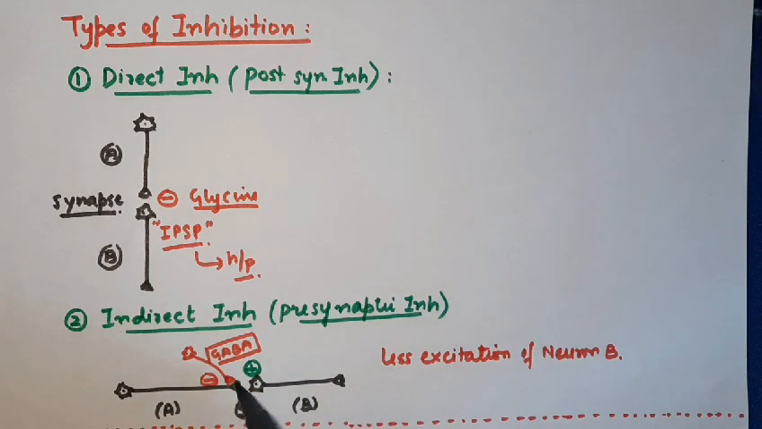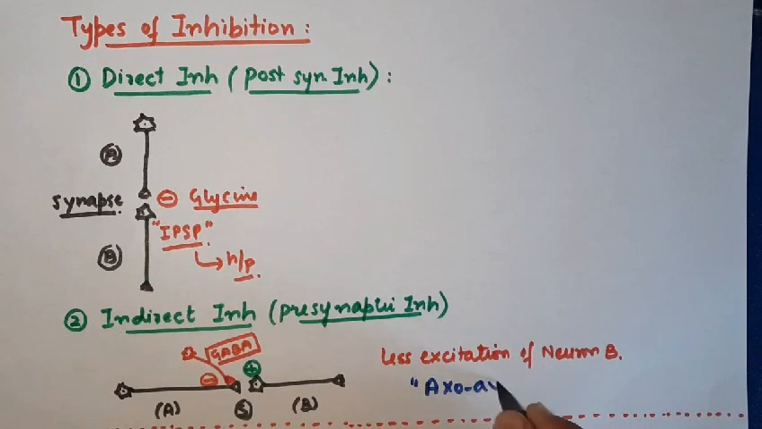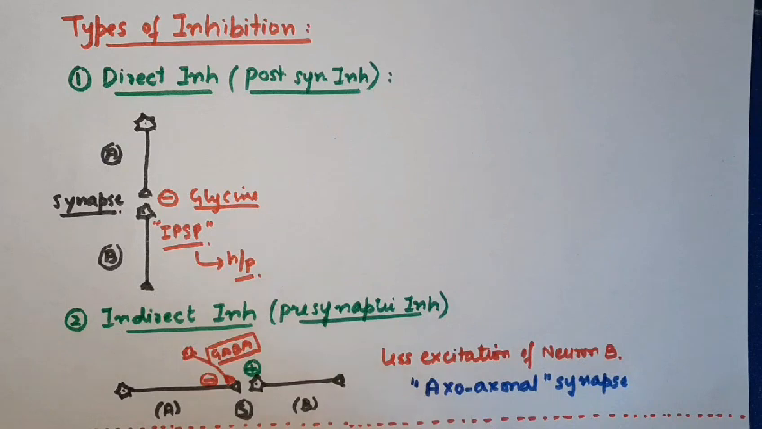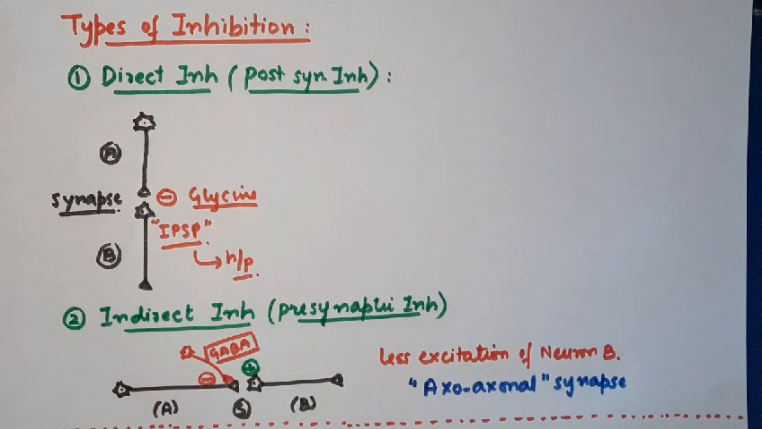Now some important things that we need to remember about this type of inhibition. First thing is that GABA is the inhibitory neurotransmitter involved. Another thing is that the synapse which is formed is called exoaxonal synapse, and this synapse is found between inhibitory neuron and presynaptic neuron. So this inhibits presynaptic neuron, so there is less excitation of postsynaptic neuron.